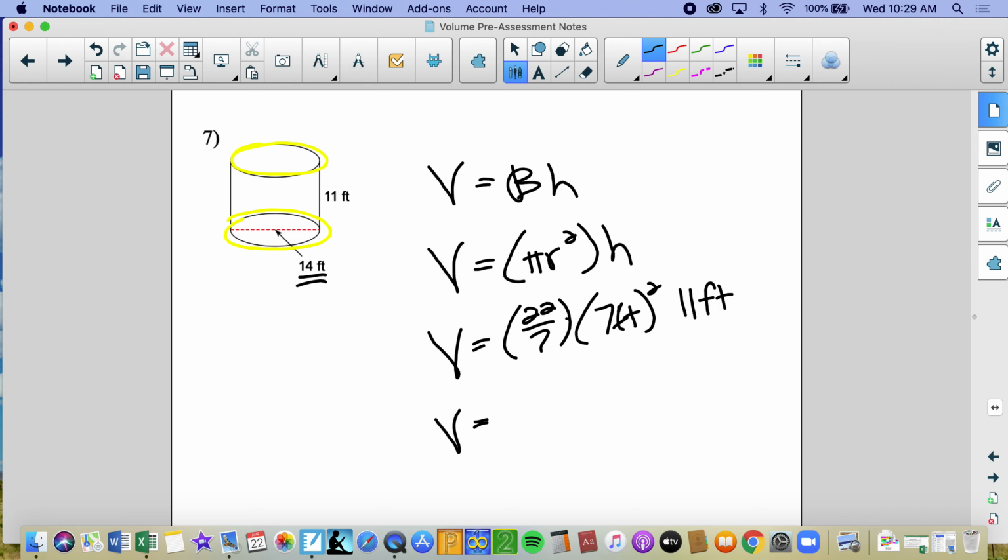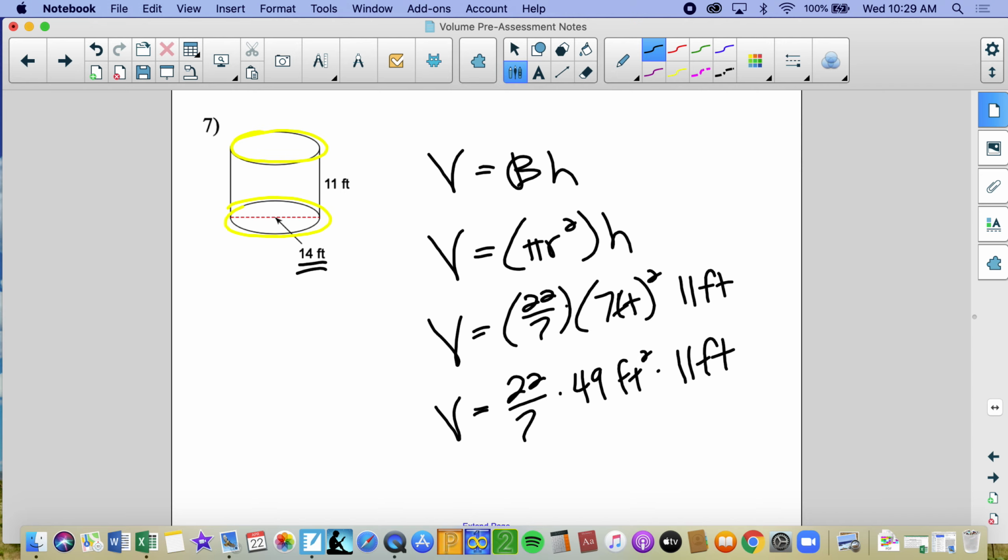I have to square. I got to do the exponent before I cross cancel those 7s. I have to do exponents first. 22 sevenths times 49 feet squared times 11 feet. Now I'm going to cancel. 7 goes into 49 7 times. So I have 22 times 7 feet squared times 11 feet.